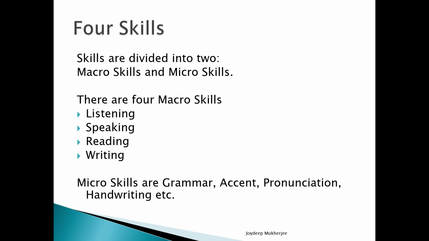And micro skills. Micro skills are minor things, but these are also elemental, very, very essential, like grammar, accent, pronunciation, handwriting. So grammar is very important because it's connected to writing. Accent, pronunciation, these things are related to your speaking. Handwriting, it's related to writing. Not only your writing, your handwriting also catches the attraction of the readers.